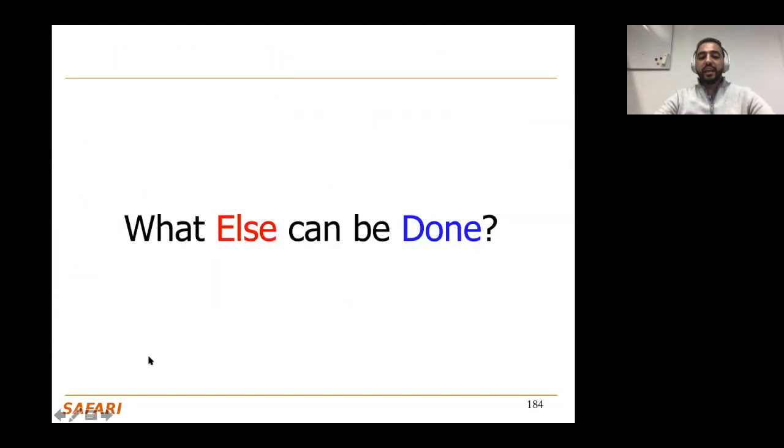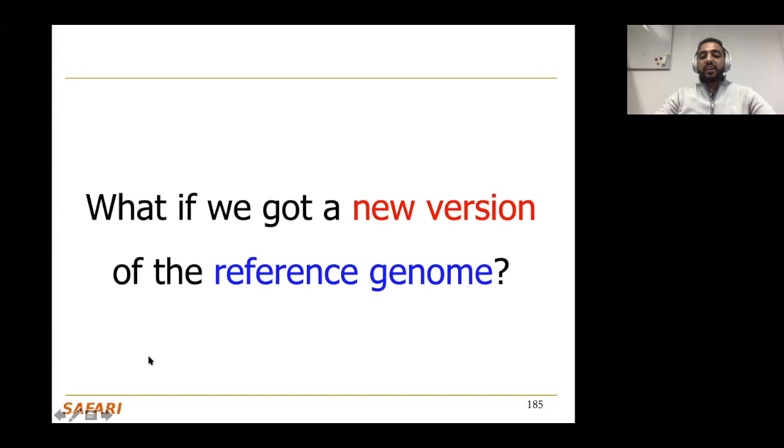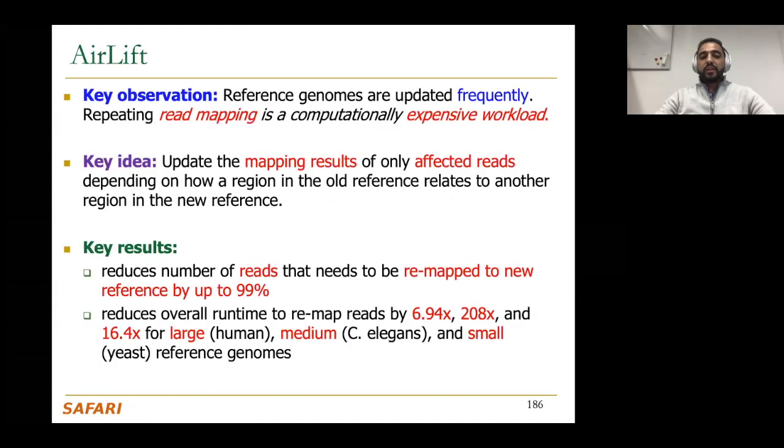Now, what else can be done? What if we got a new version of the reference genome? This is another work from our group. Imagine that you already have a read set and a reference genome. Now the reference genome gets updated. We have a new version of the reference genome. Do we really need to repeat the mapping step? Repeat mapping all reads to the new reference genome?